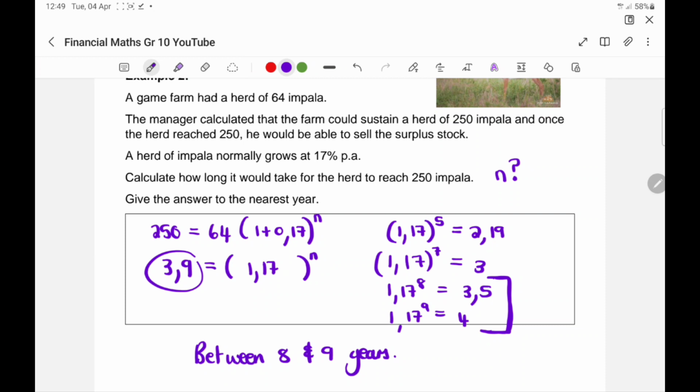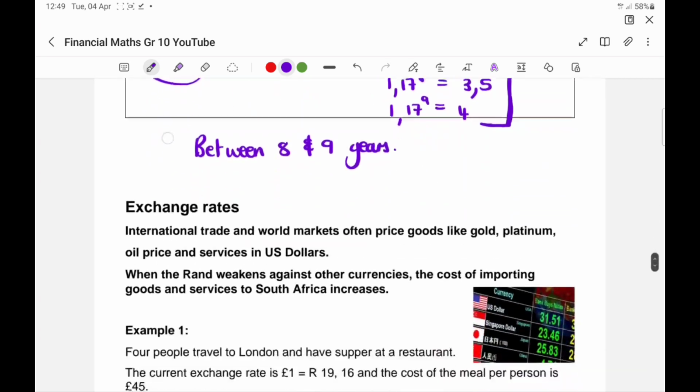So if you get this and you need to work out the compound interest for the number of years, I doubt that your teacher will ask you something like this, because it's not in the syllabus. It only comes into play in grade 12, but then you can do the guessing game and see which one gives you the closest answer.